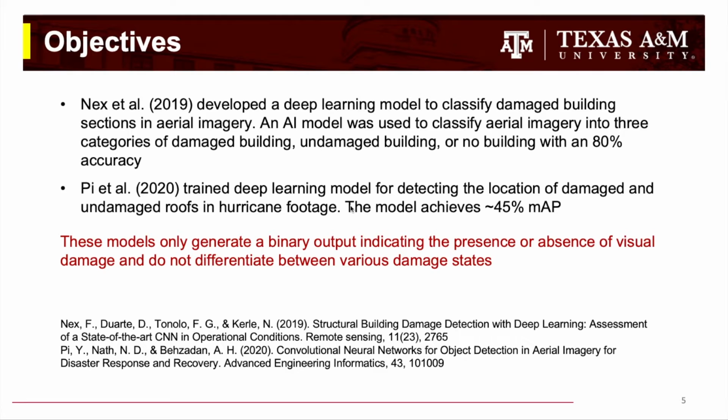Past research has used convolutional neural networks, CNN, to classify damaged buildings in aerial imagery. And the authors have also trained deep learning models for detecting the location of damaged and undamaged roofs in hurricane footage with good performance. However, these models only generate a binary output, which only predicts the presence or absence of visual damage and does not differentiate between various damage states, like the FEMA rating system that we described before.